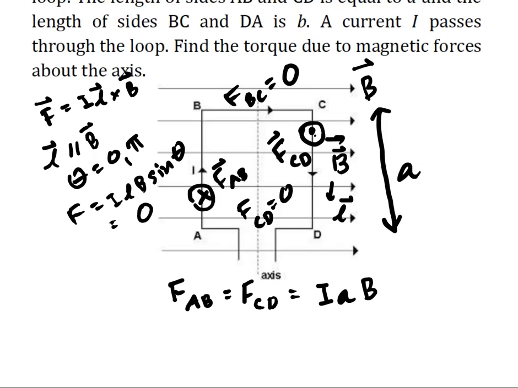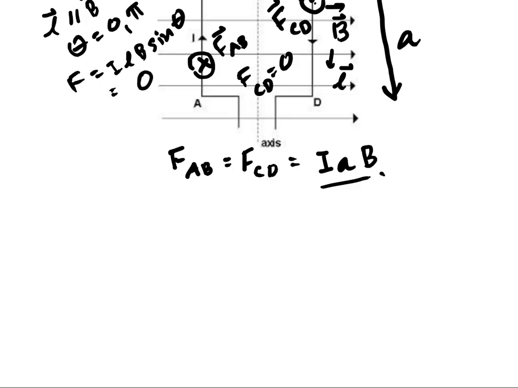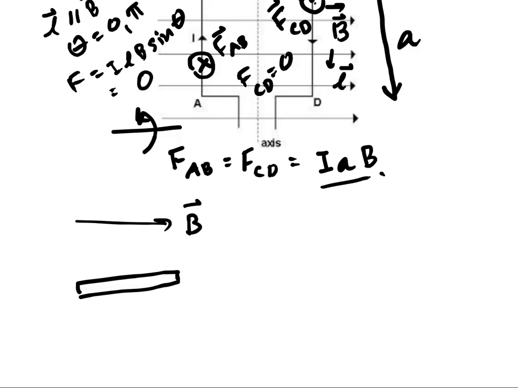But the question is not asking you about the force, but about the torque. So the magnitudes of the forces at AB and CD are equal. In order to calculate the torque of the system, I just turn this system around, looking from the side view, where the magnetic field is still on the right-hand side. But the force at AB is now going down, and the force at CD is now going up. To calculate the torque, you can choose any point on the system as a pivot.